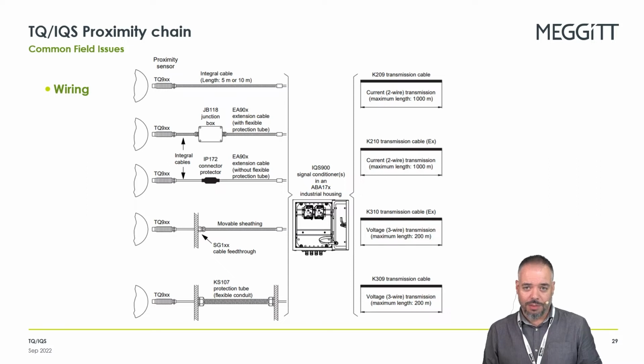Let's discuss now some common field issues. The first one is wiring. Good quality and careful installation are essential to have good values from your measurement system. There are different types of cables, different types of adapters that should be used, but you really must focus on having a clean installation and making sure that the cables you are using are the correct cables.